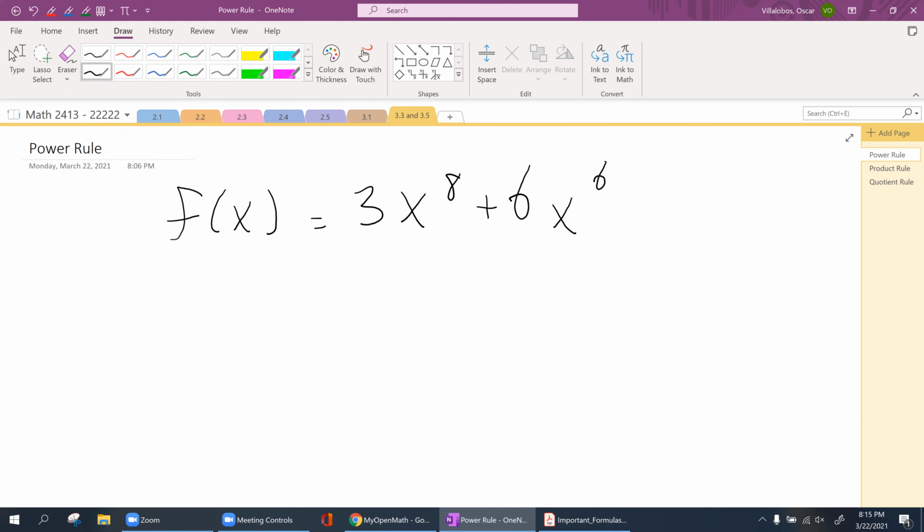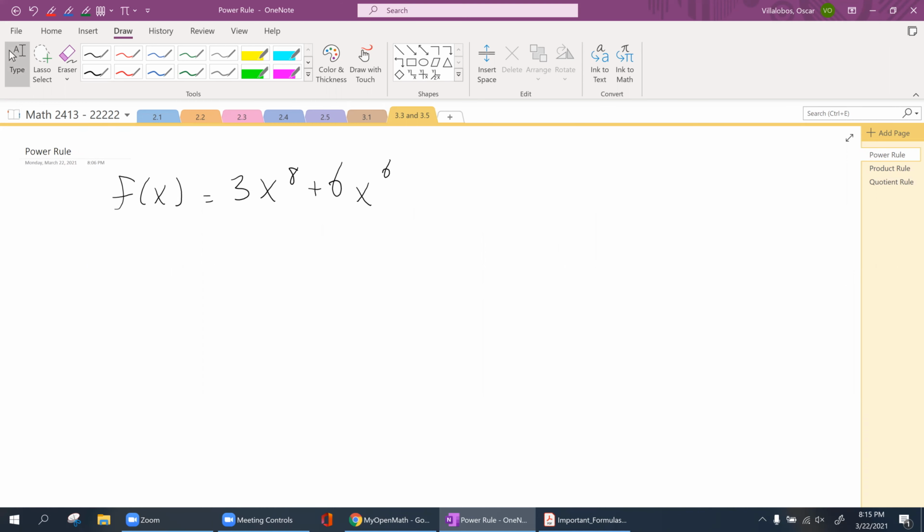So what we're going to look at today is what's known as the power rule. This is going to be on page 249 of your book. If you have the physical copy, that's great. If you have the digital copy, that's also great. We're using our book. Page 249. So we're going to find the derivative.